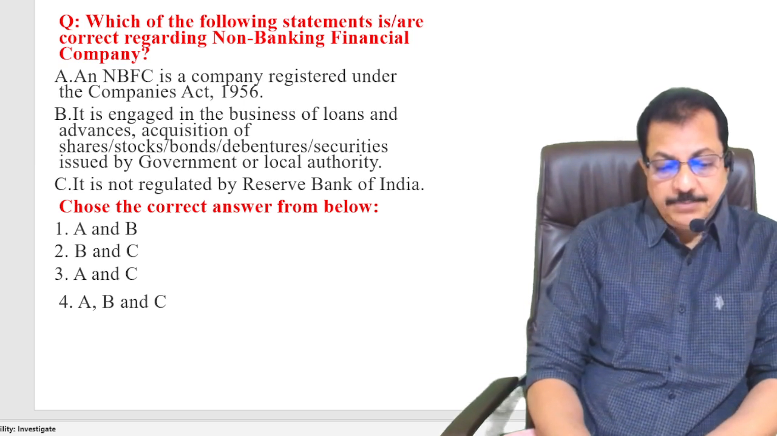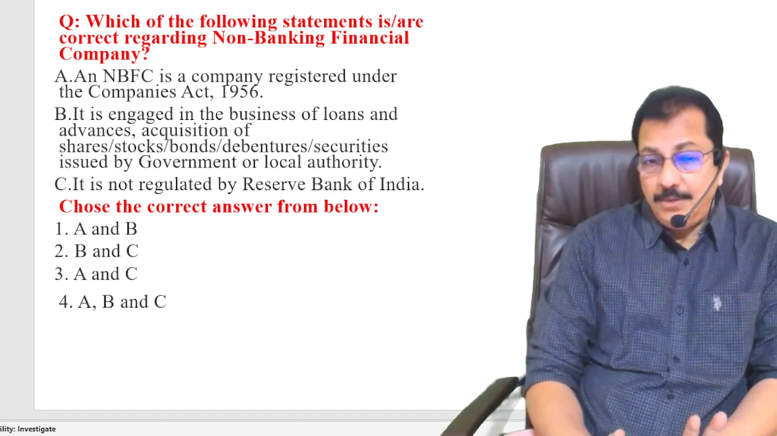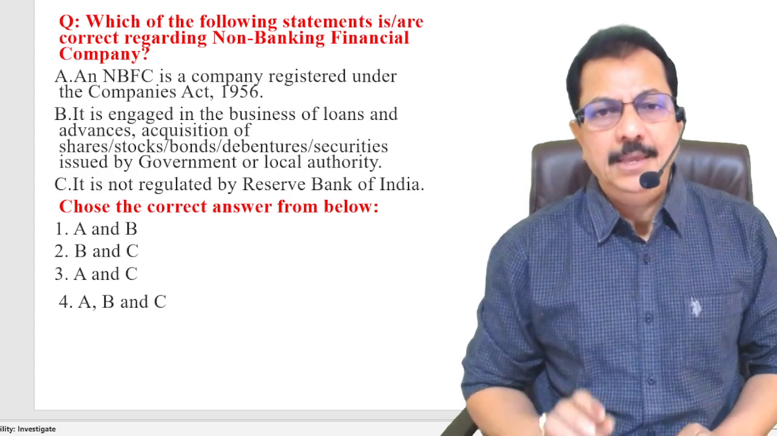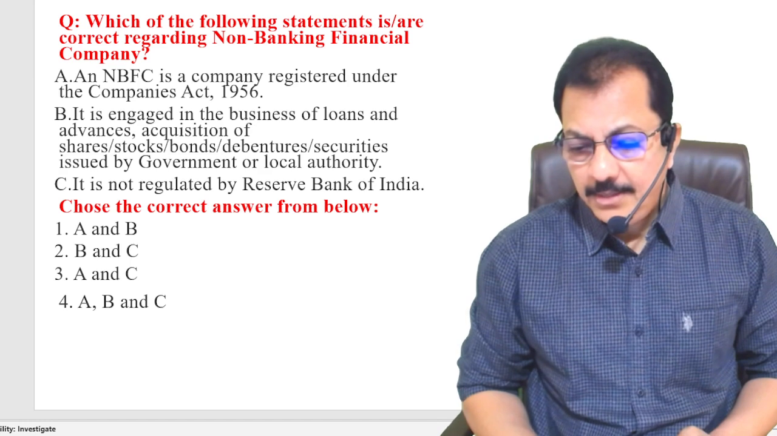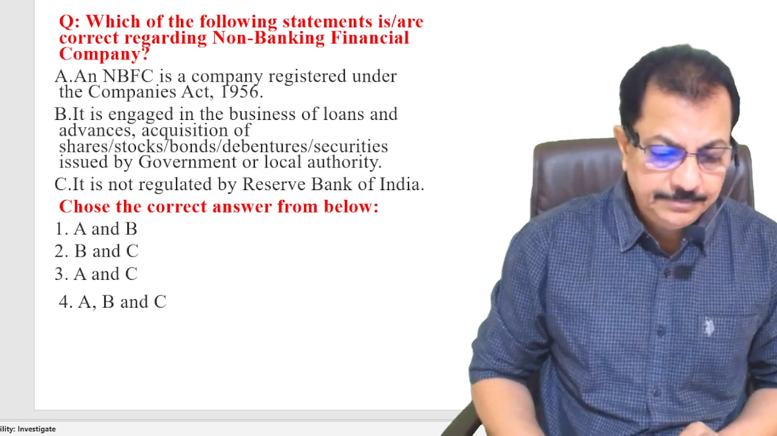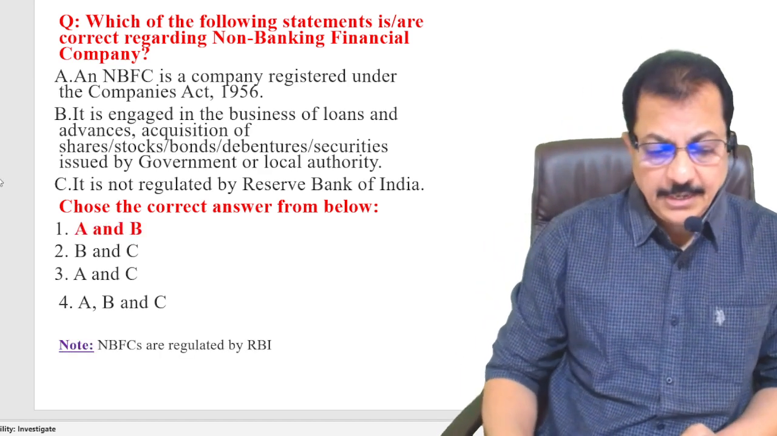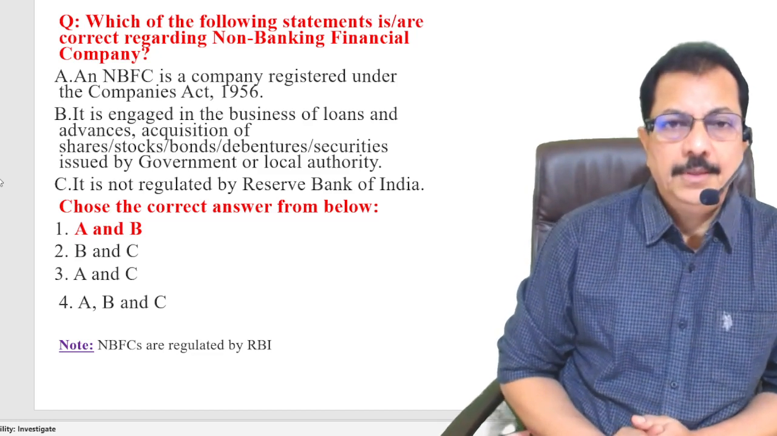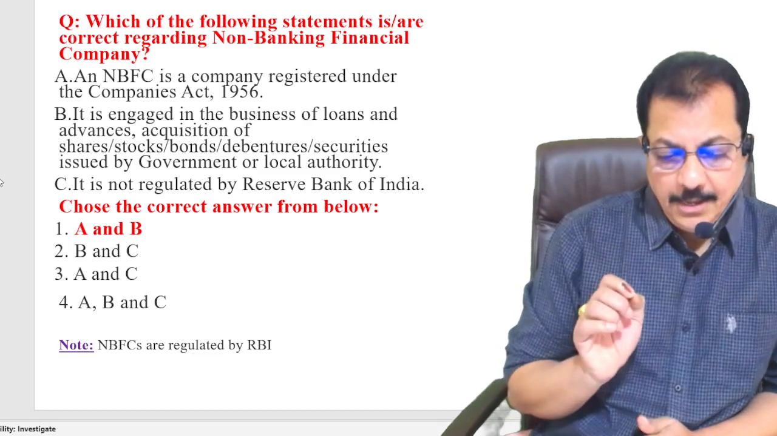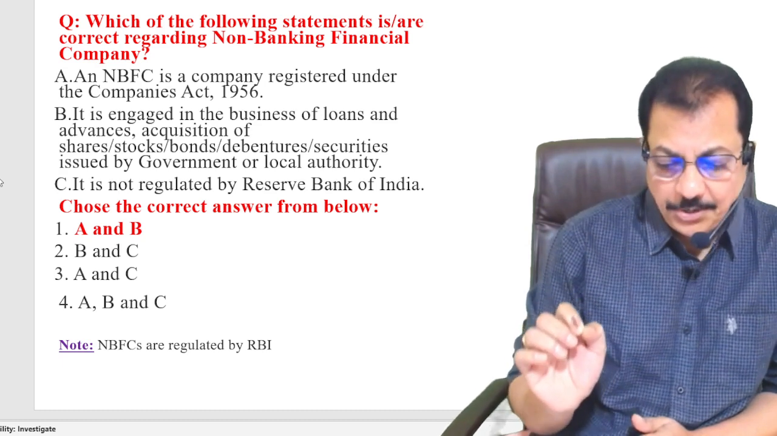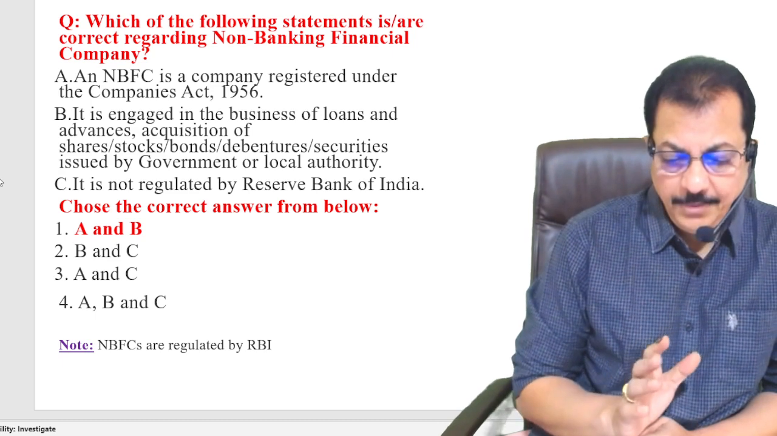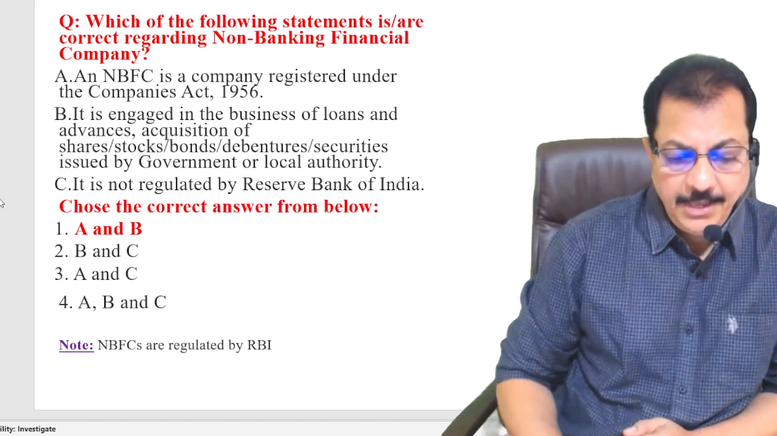So wherever C is present, that should be wrong, and definitely the answer should be option A, option 1, meaning both A and B, the statements are correct. Very important one. That is the reason why you need to read the statements very clearly. That's it. Clear? So NBFC is not regulated by RBI is wrong. Note I have given. NBFCs are regulated by RBI.